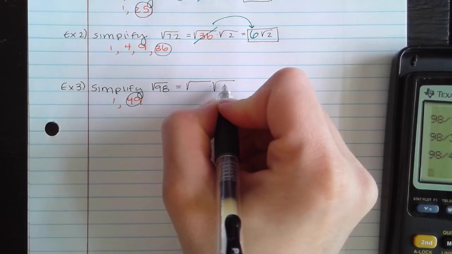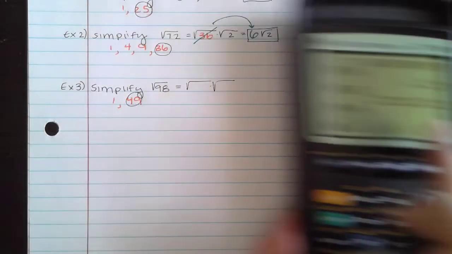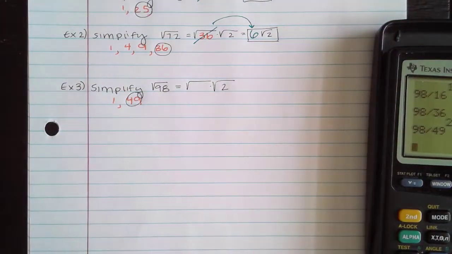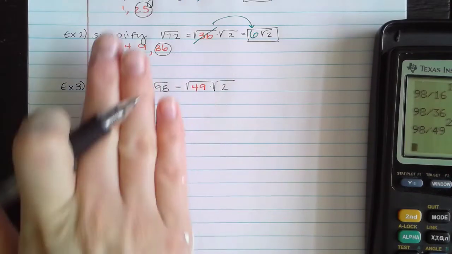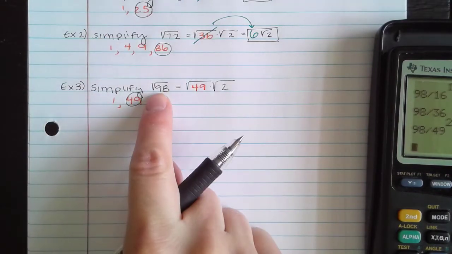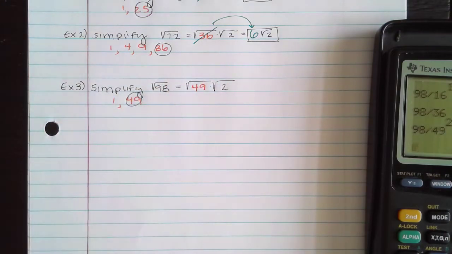49 multiplied by what is going to give me 98? Well, I just did that on my calculator. It's 2. And this is 49. Now, hopefully this makes sense. 98 is technically 49 times 2, and you just leave those square roots.